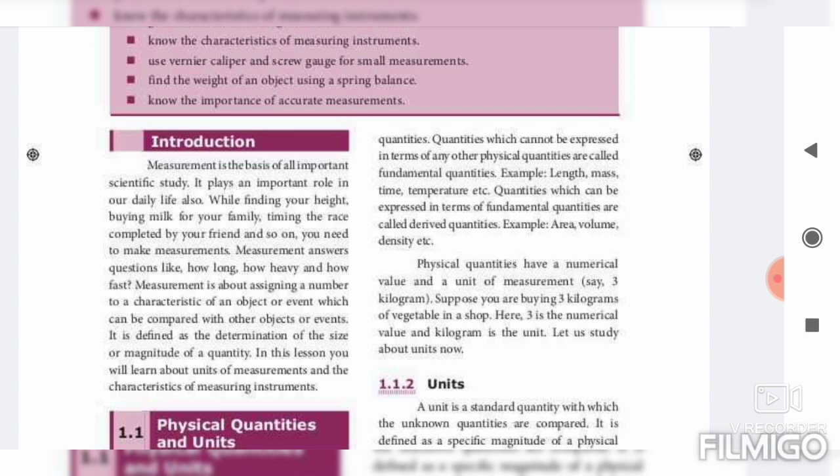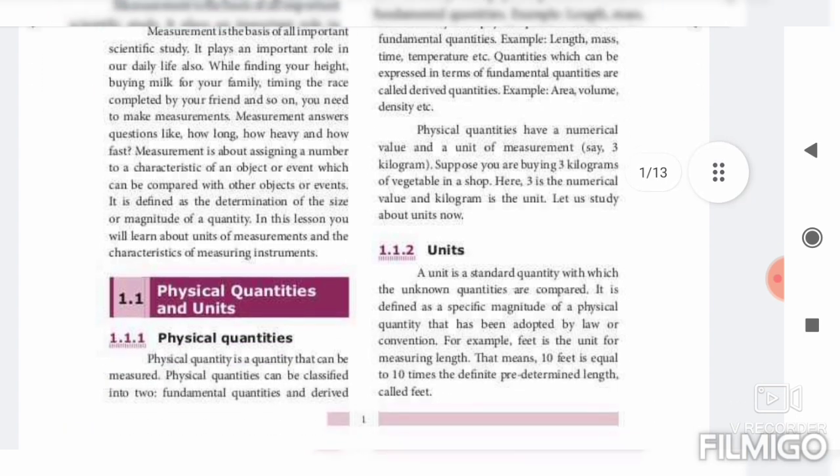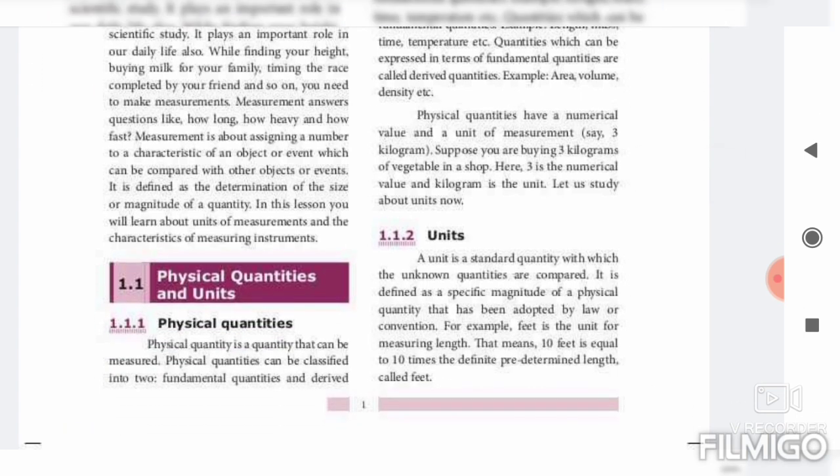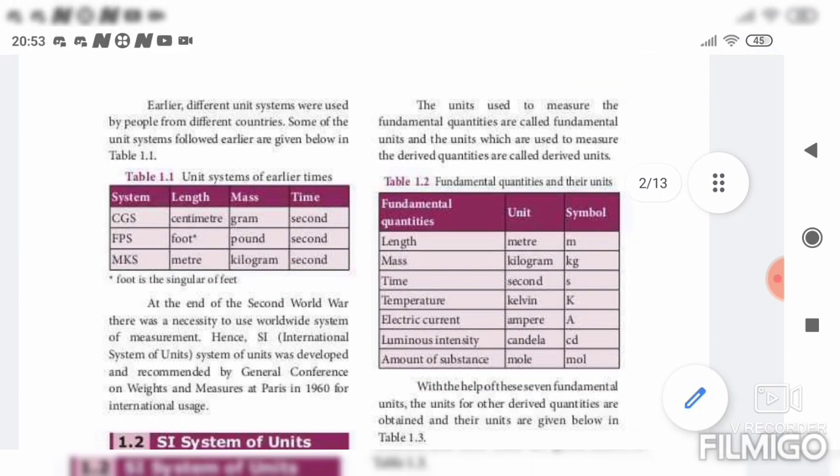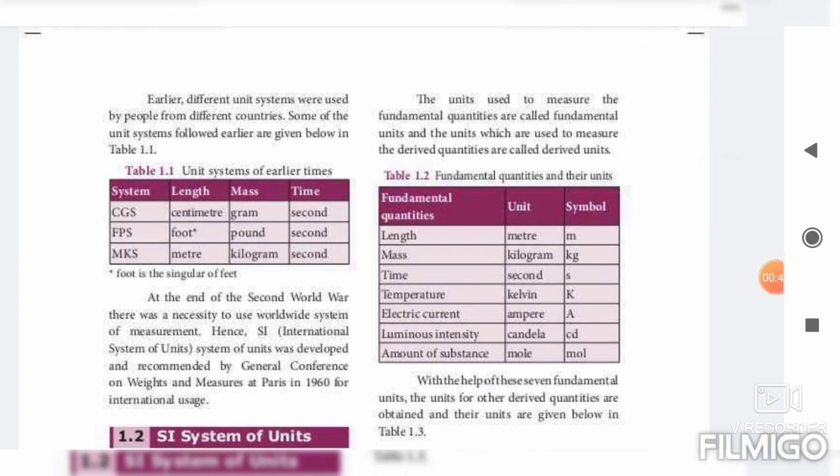The next one is the unit. A unit is a standard quantity with which the unknown quantities are compared. So what is a standard unit? A unit is a standard quantity with which the unknown quantities are compared. Then take the next page. What is the full form of SI system? International System of Units. Okay.